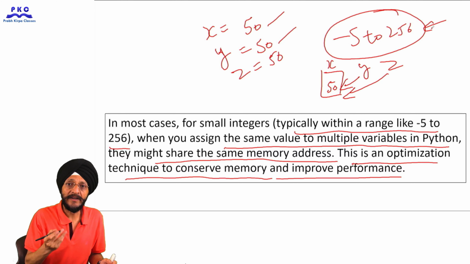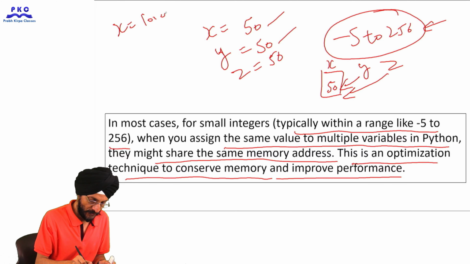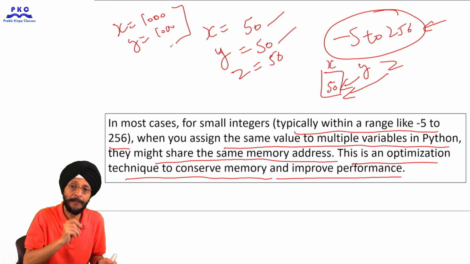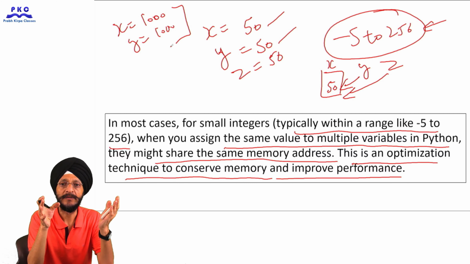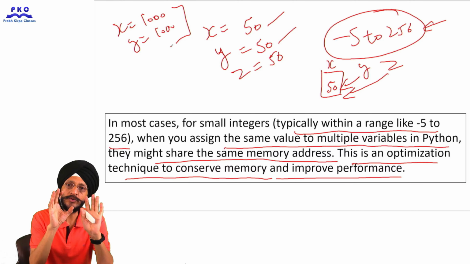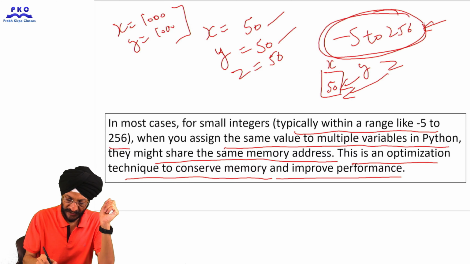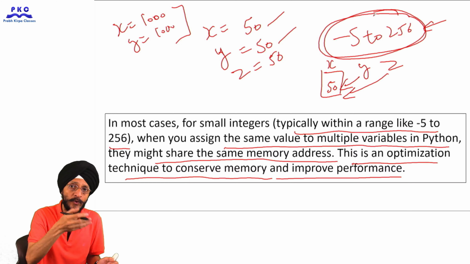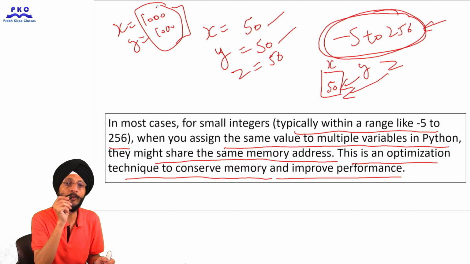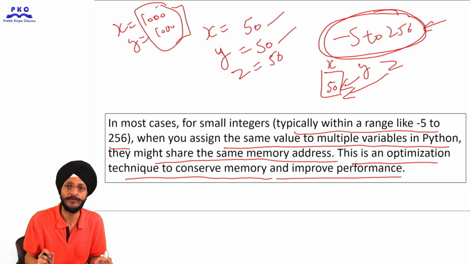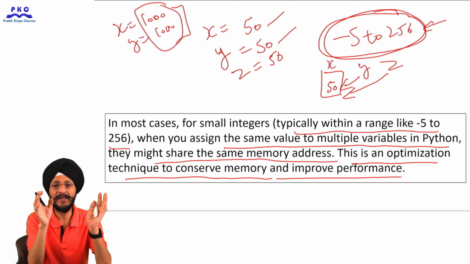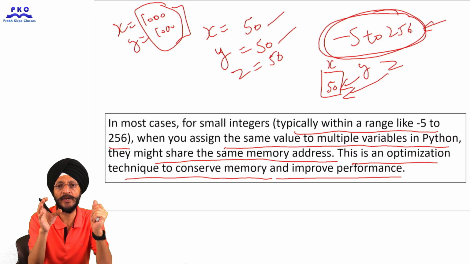Yesterday I tried out with x equal to 1000, y equal to 10,000, and I found that the memory location of both was the same. It may also happen; I am only saying that in most of the cases when we take the value as -5 to 256, the memory location is the same. So it is not guaranteed. Even in case of -5 to 256, many times the data may be stored at a different place.